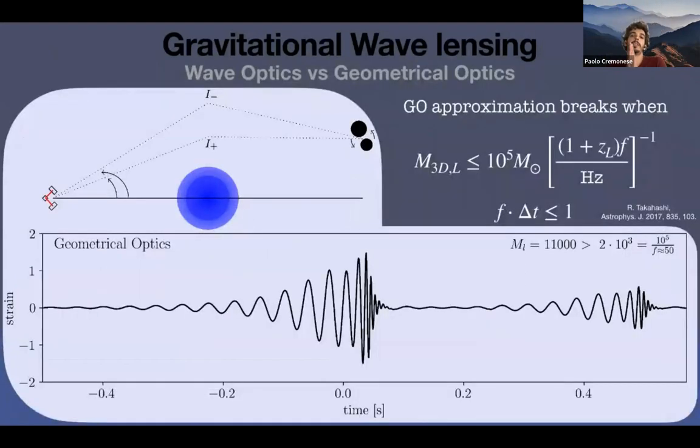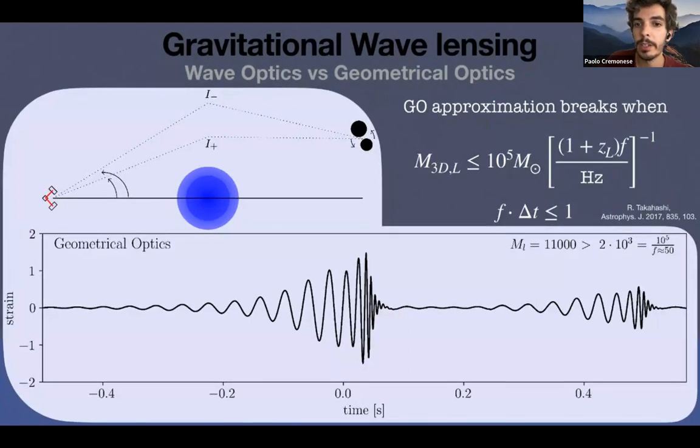In fact, the usual regime for electromagnetic lensing is the one given by the geometrical optics approximation. But in gravitational wave lensing, this approximation can be more easily broken. Here in this slide, we have two equivalent conditions for this to happen. The first one is in terms of the mass of the lens and the frequency of the signal. In the second one, we still have the frequency of the signal, and this time we also have the time delay between the images. What these conditions are saying is that wave optics kicks in when the wavelength of the signal is comparable to the size of the lens.